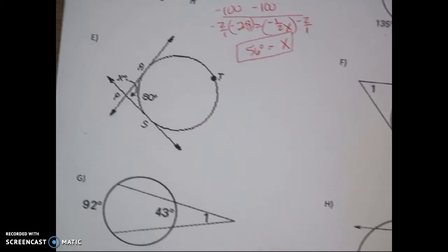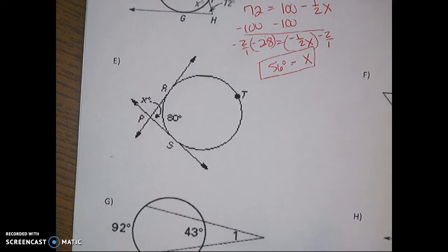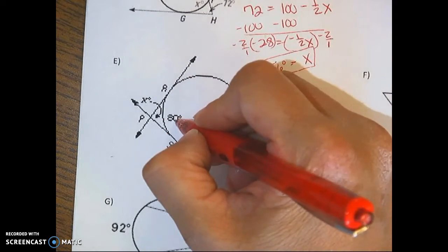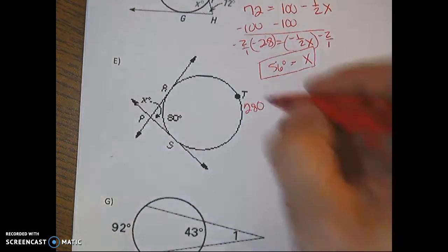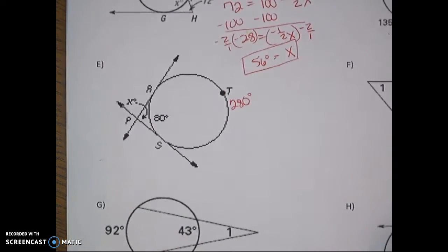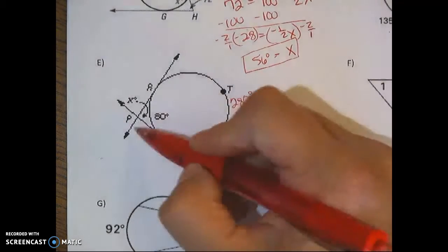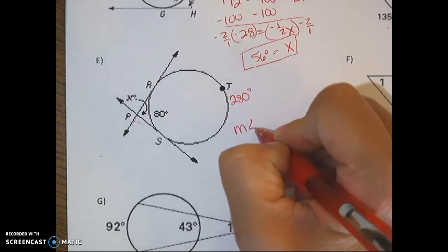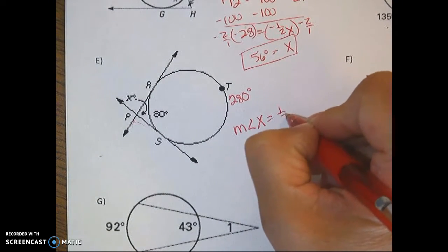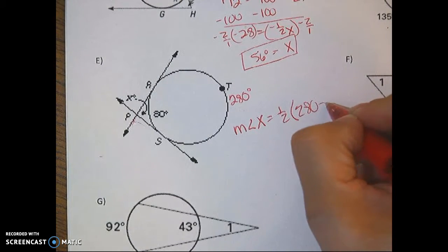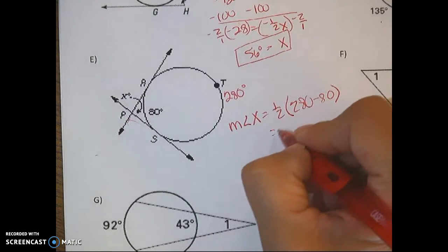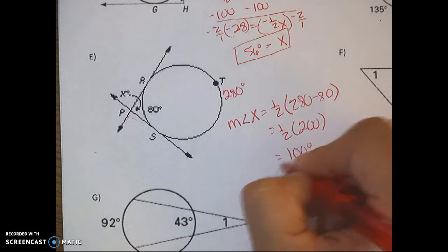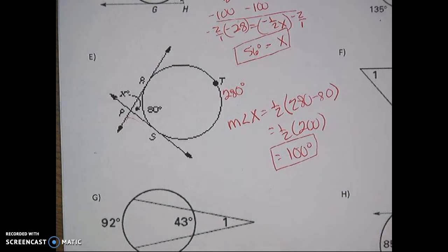Right. And then looking at part E, I have this part of the circle. The other part would be 360 minus that 80, which is 280. Those are the two arcs that I need to find that angle. It's 1/2, the larger arc minus the smaller arc. Both of those arcs are intercepted by both of those tangents. So the measurement of angle X is 1/2, the 280 minus 80, which is 1/2 of 200, and that is 100 degrees. So the angle is 100 degrees.